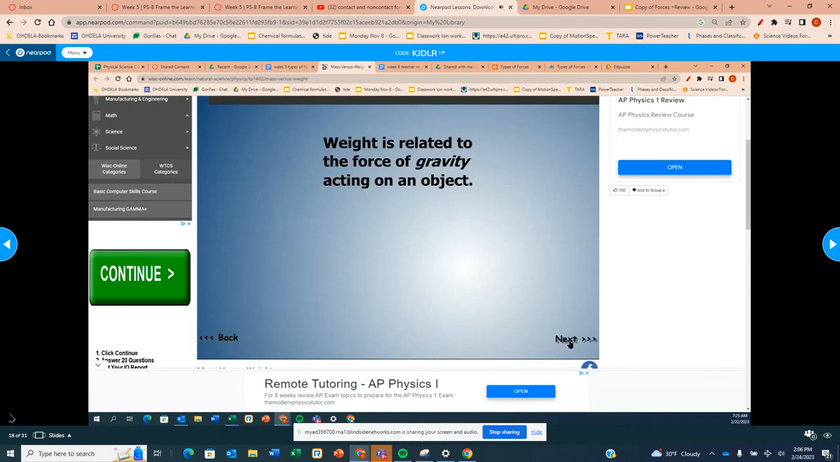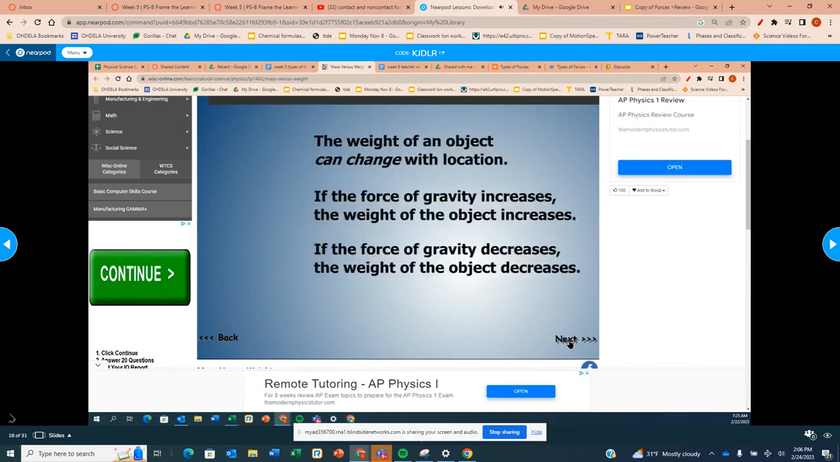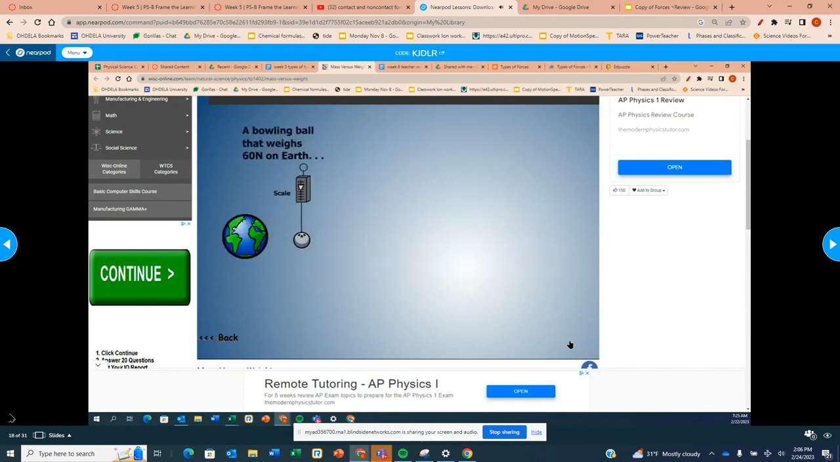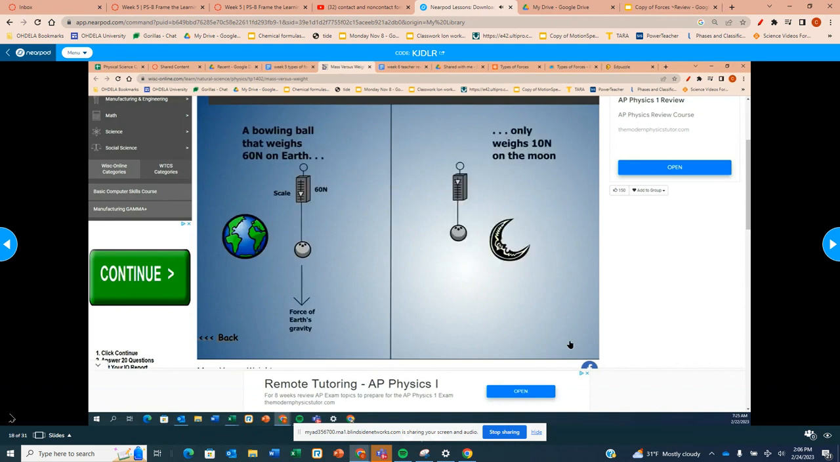Weight is relative to the force of gravity acting on it. So the weight of an object can change with location. If the force of gravity increases, the weight of an object increases. If the force of gravity decreases, the weight of an object decreases. The bowling ball has a weight of 60 newtons, and we use newtons in science class. So the bigger the number of newtons, the more weight it has. We use a scale and it usually says pounds, but in science we use newtons.